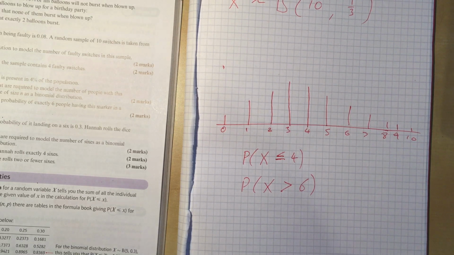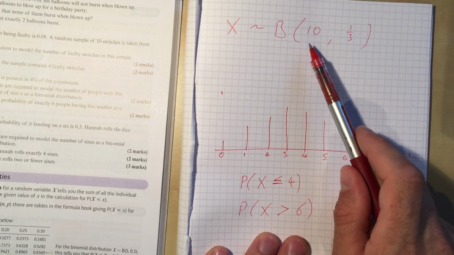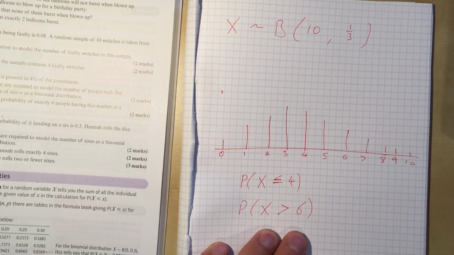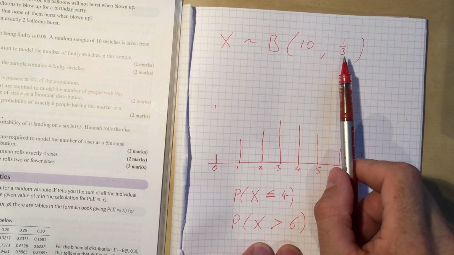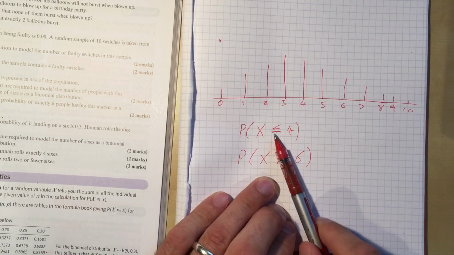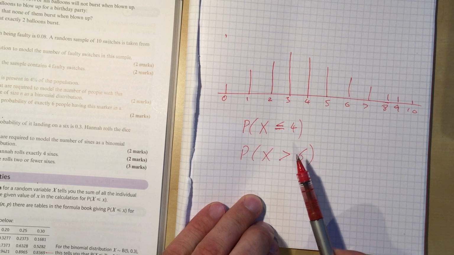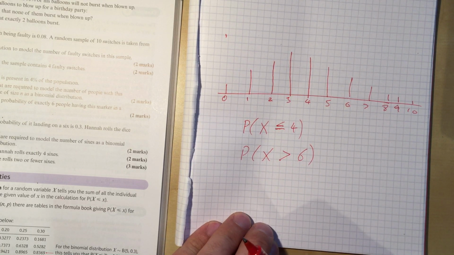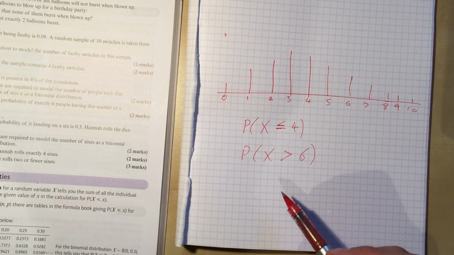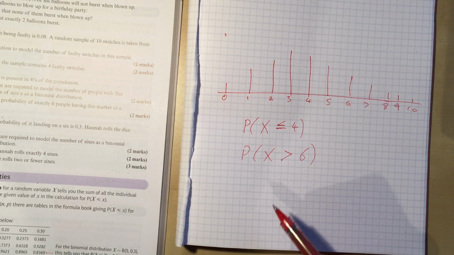If you frame this in terms of flipping a coin 10 times, where the probability of getting a heads on this coin is 1/3, then what's the probability of getting 4 heads or fewer than 4 heads? What's the probability of getting more than 6 heads? Those are the sort of questions that we want to ask, and we have tables that will answer that question for us.